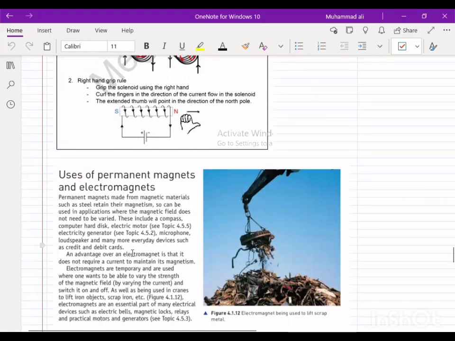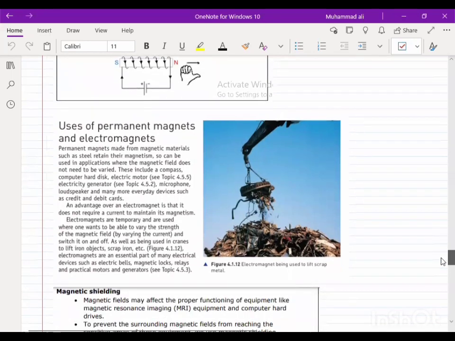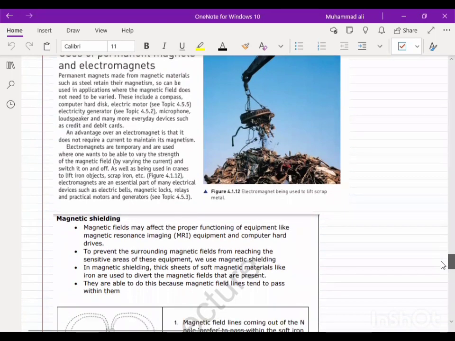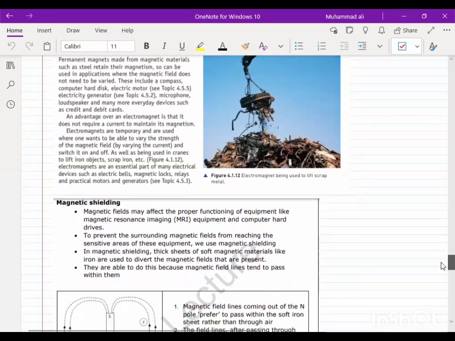So we know that steel is a hard magnetic material, so it can be used where the magnetic field does not need to be varied because it's going to retain its magnetism. An advantage over an electromagnet is that it does not require a current to maintain its magnetism. And we learned that in an electromagnet we have a coil of wire wrapped around a soft iron core, and because of that we can vary the strength of magnetism by increasing the strength of current or increasing the number of coils. Because steel is a permanent magnet, it can retain its magnetism, so it's basically a hard magnetic material.